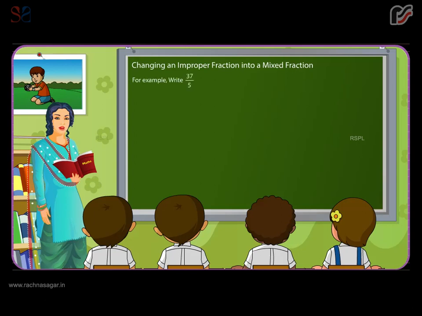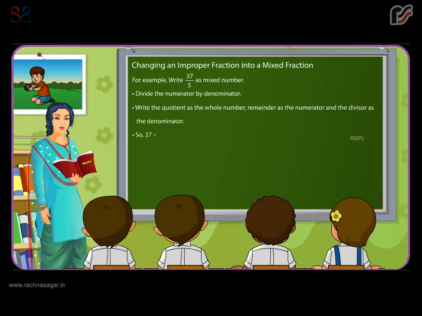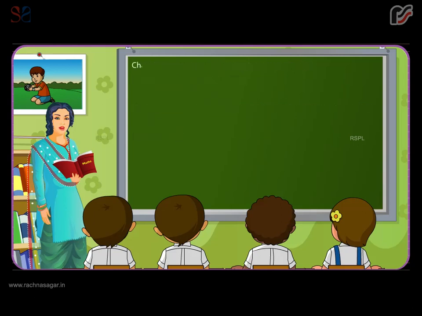Changing an improper fraction into a mixed number. For example, write 37 by 5 as a mixed number. Divide the numerator by the denominator. Write the quotient as the whole number, the remainder as the numerator, and the divisor as the denominator. So, 37 divided by 5 is equal to 7 2 by 5.